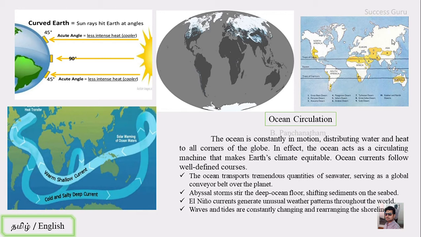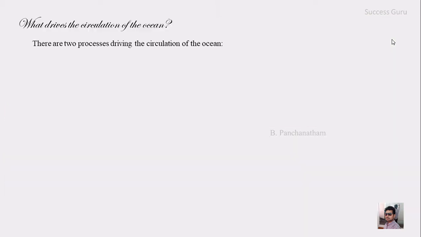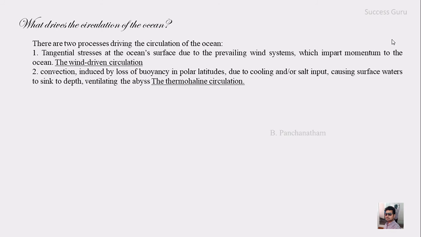So there will be another question in your mind. Actually, what drives this circulation of the ocean? The answer is that there are two processes that drive the circulation of the ocean. The first one is the tangential stress at the oceanic surface, due to the prevailing wind system, which imparts momentum to the ocean. Such a movement due to wind action is called the wind driven circulation.